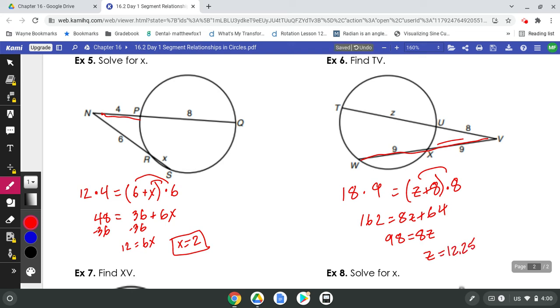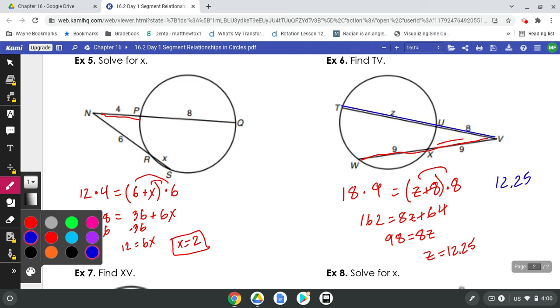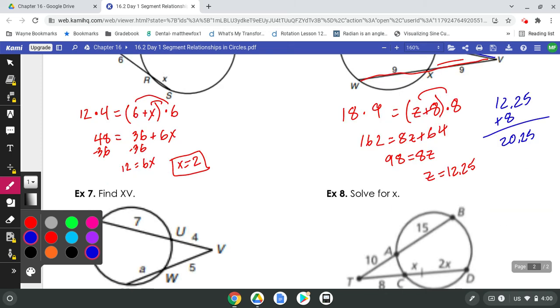We'd be done, except it asks for what all of TV is. So TV, we know, goes from T to V. We need to take that 12.25 plus 8. We'll get 20.25 as our answer.